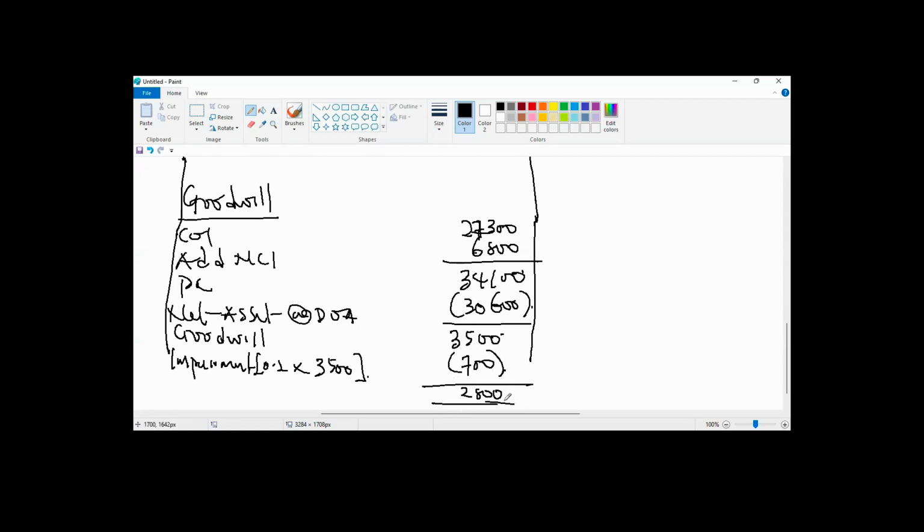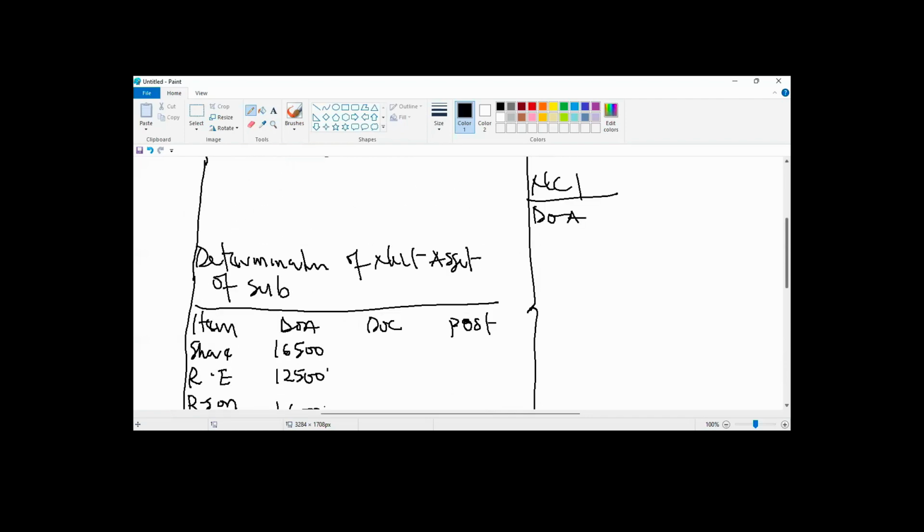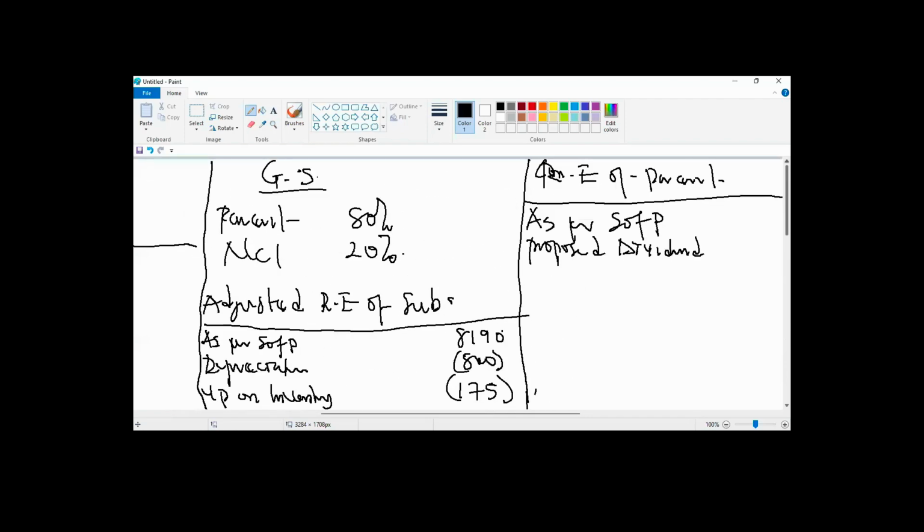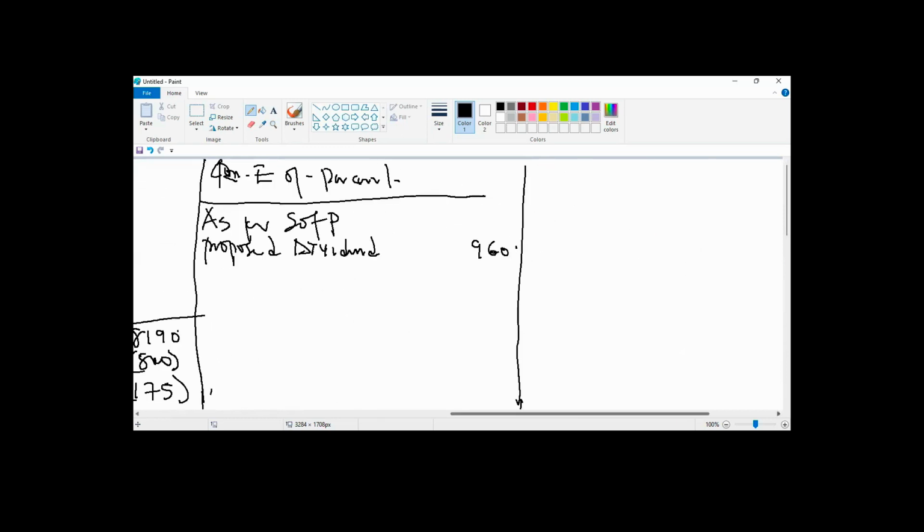Wait. The impairment will be shared between the parent and NCI because it is fair value. The parent will now collect its share of the impairment: 0.8 times 700.